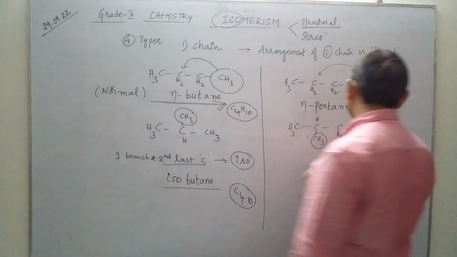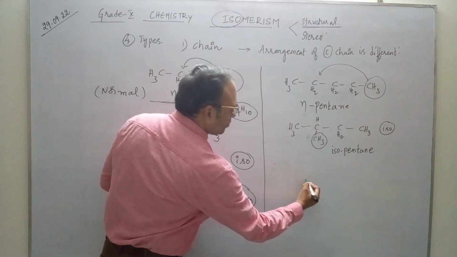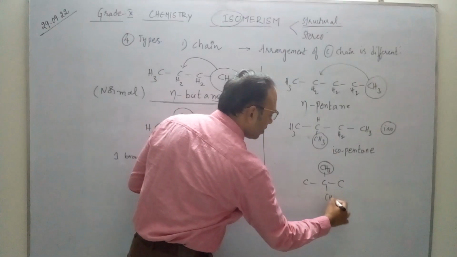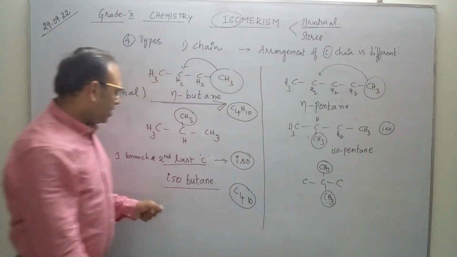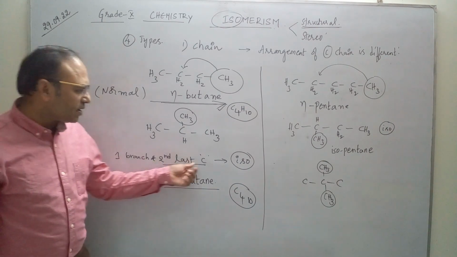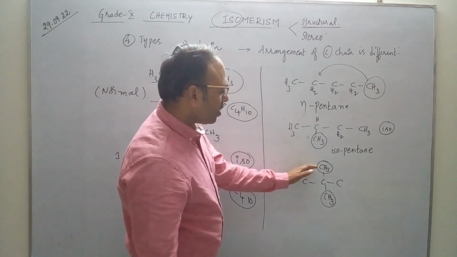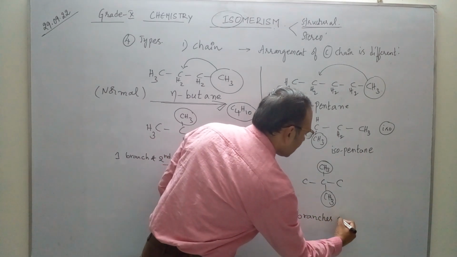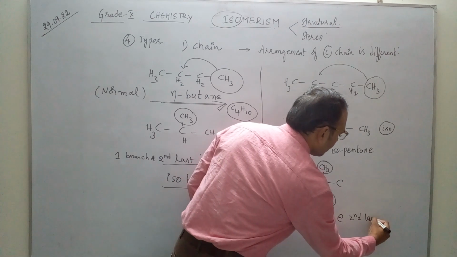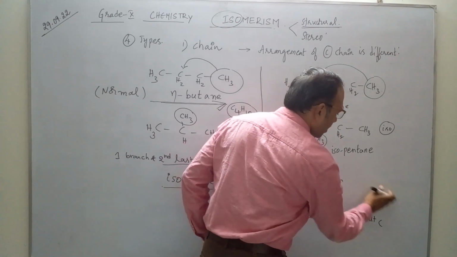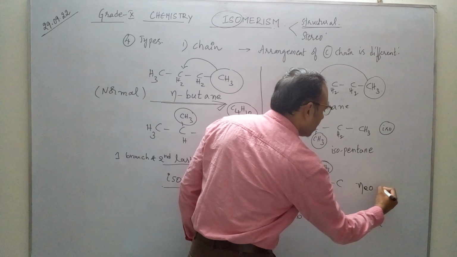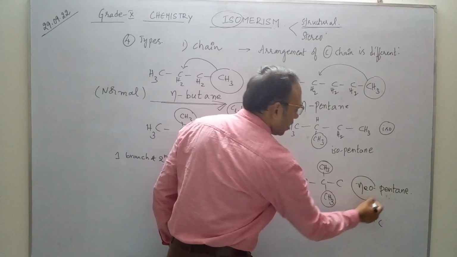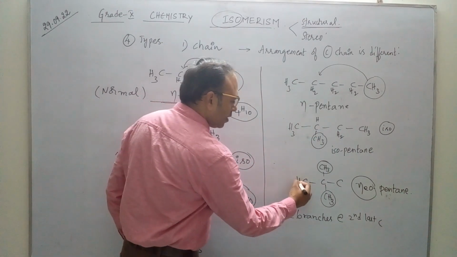Fine. Now the last one, you can take two branches. This is one branch and this is the second branch. So here we wrote, if one branch is present at the second last carbon, you call it iso. If two branches are present at the second last carbon, you call that neo. Therefore this is called neopentane. So the word neo.